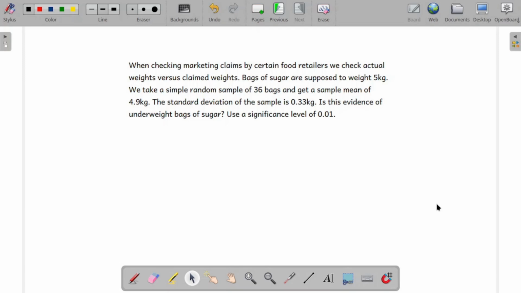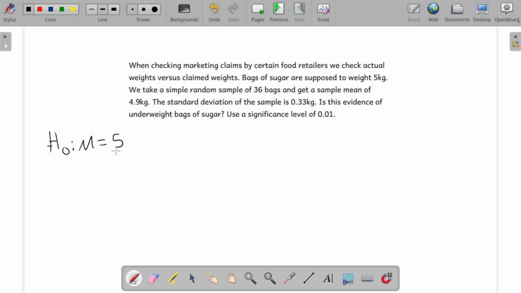What we're asking is, is this evidence of underweight bags of sugar? We're going to use a significance level of 0.01 to test this hypothesis. So the first thing we're going to do is identify the null and alternative hypotheses. The null is always that there's no real difference, no change. So we'll set mu equal to 5.